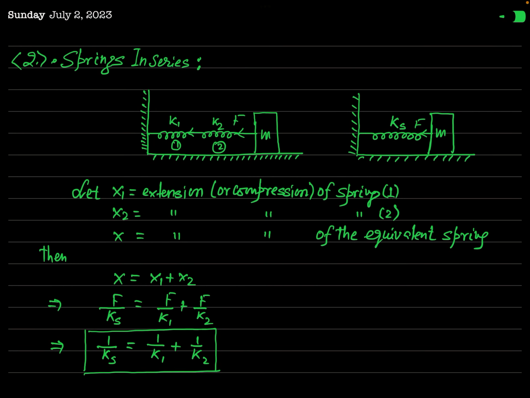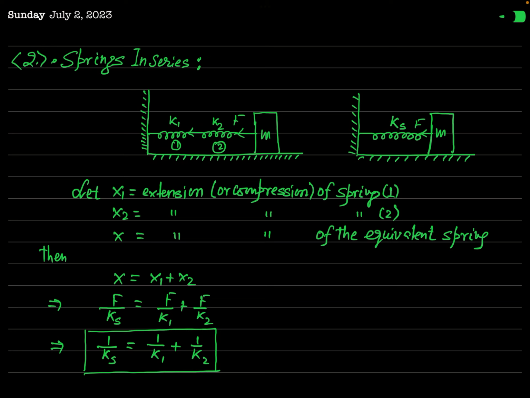Now, another important type of problem asked related to this spring mass system is when there are two or more springs connected to one another. Actually, there will be three types of problems: springs in series, springs in parallel, and springs in mixed combination.